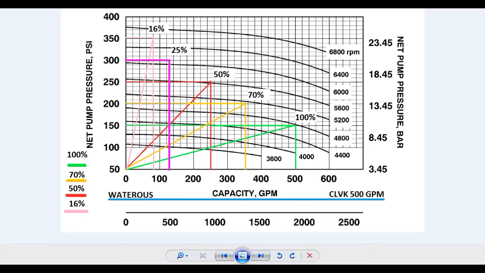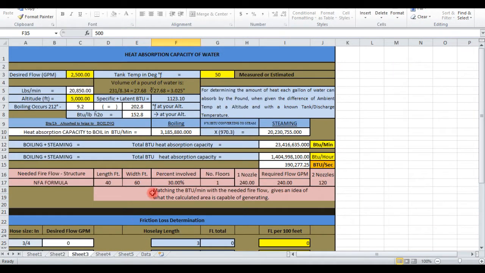the structural aspects for the equivalent of the wildland environment from the structure side. So if we've got a structure, and let's say that it's 40 feet in length and 60 feet wide, or vice versa, and you've got 30% of involvement, and there's only one floor to this building, the minimum flow that the NFA wants you to begin flowing is 240 gallons a minute. So you think to yourself right off the bat, okay, well, that's not too bad. I've got a 500 gallon per minute pump, so I can do that with ease. Now we have to look at another critical factor.